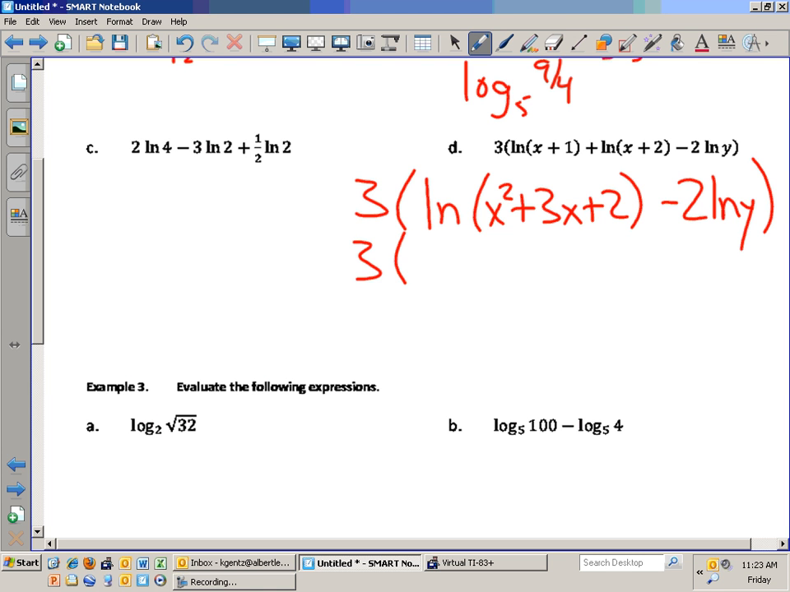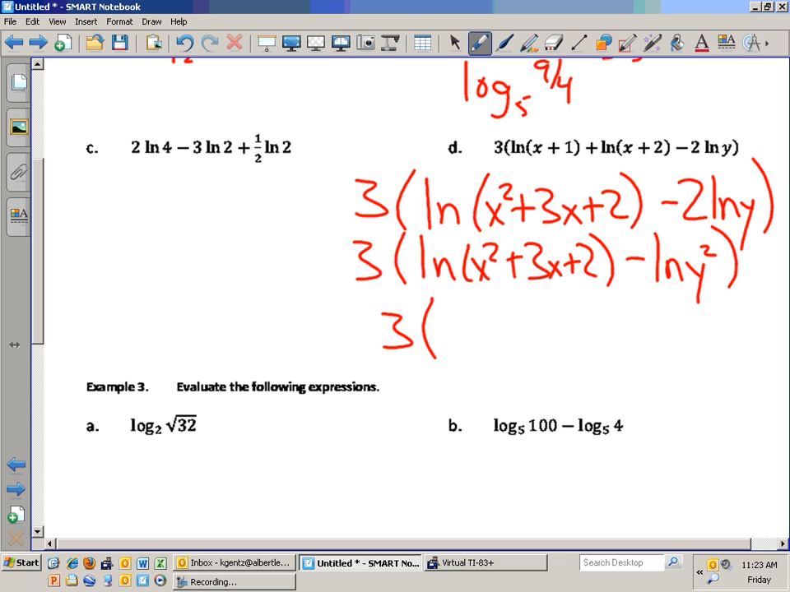All right, so you got 3 times the natural log of x squared plus 3x plus 2 minus natural log of y squared. If I'm subtracting these, how do I write them? You divide them. So 3 times the natural log of x squared plus 3x plus 2 all over y squared.